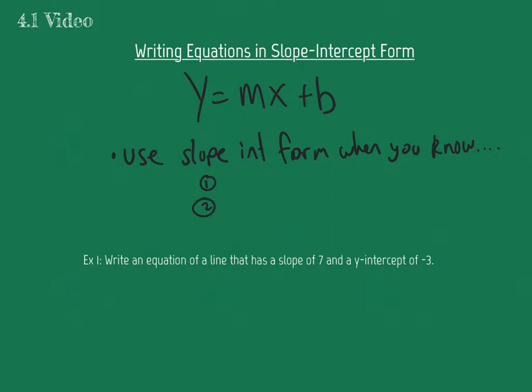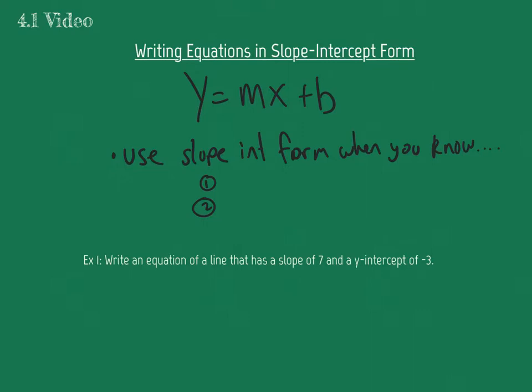Chapter 4 is all about writing equations of lines. Last chapter we did a bunch of graphing of lines, and now we're going to actually take information and try to write the equations of lines. We're going to use those same three forms, and we're going to start with slope-intercept form. You remember good old y equals mx plus b. The m stands for that slope, the b stands for that y-intercept.